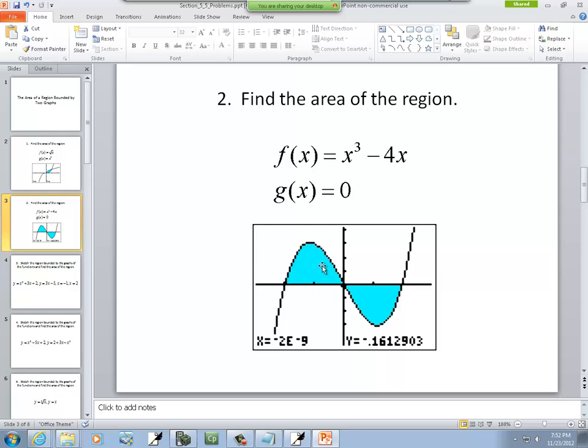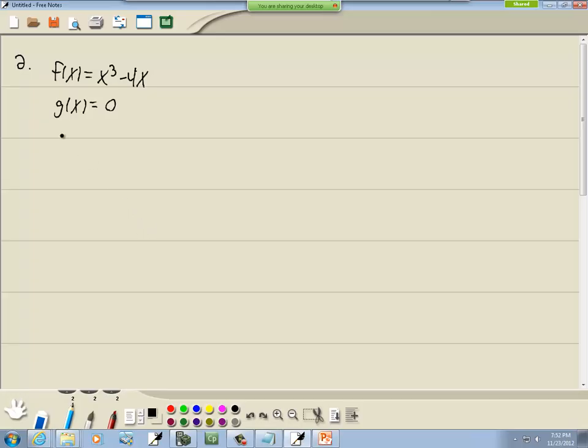So here it's above. Then at x equals 0, it switches, and the curve graph is below y is equal to 0. So it's below here. So we're going to have two separate integrals when we set this up. But let's first find our points of intersection, just to verify it. So we're going to set x to the third minus 4x equal to 0.